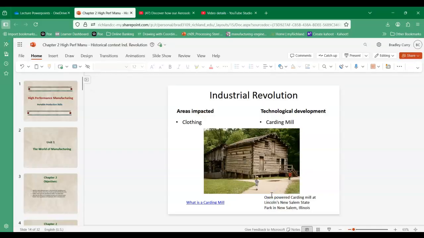So that is, of course, the end of this lecture on how the Industrial Revolution impacted manufacturing. In our next lecture, Chapter 2, we will go into trends that were part of manufacturing, modern day trends, and of course some of the legal, ethical, and regulatory aspects that manufacturers have to adhere to as well. So thank you for joining me.